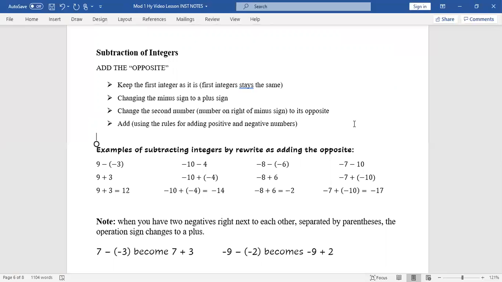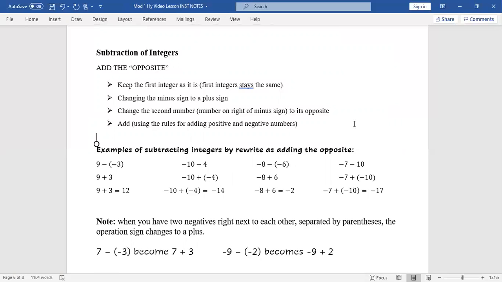-8 minus a -6. The -8 stays the same, the minus becomes a plus, and the -6 becomes a positive 6. Different signs, so now I have to subtract. I have more negatives, so my answer is going to be negative. 8 minus 6 is 2, and since 8's original sign was negative, the answer is -2.